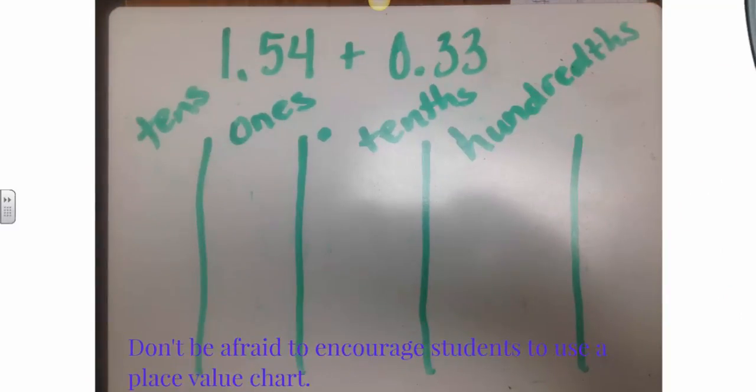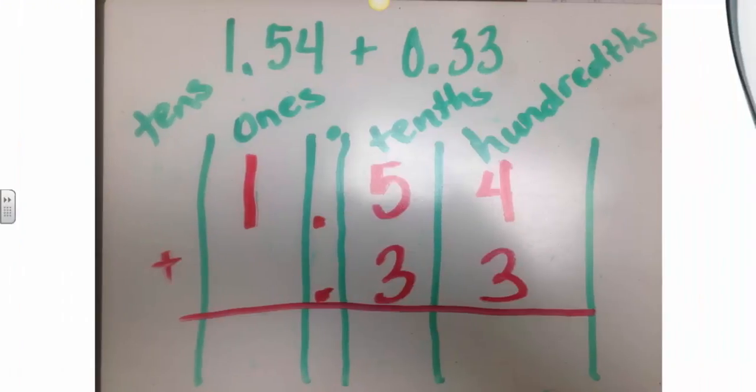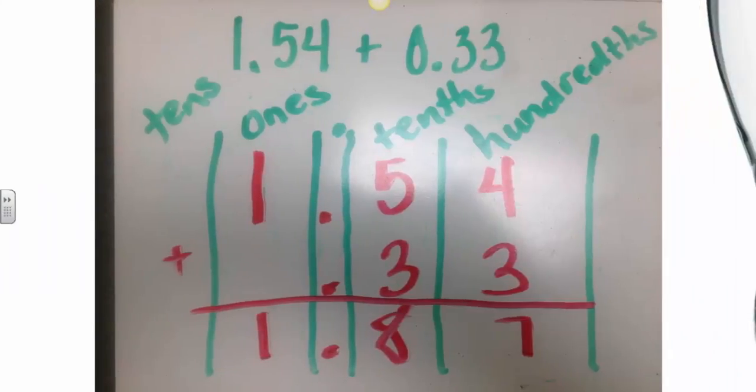Place value charts may prove a useful tool for students who have difficulty identifying the place of a digit. Here we have inserted each digit from both add-ins into the place value chart. This allows us to see how many ones, tenths, and hundredths we are adding. We have 1 whole, 8/10ths, and 7/100ths. In standard form, it is 1 and 87/100ths.